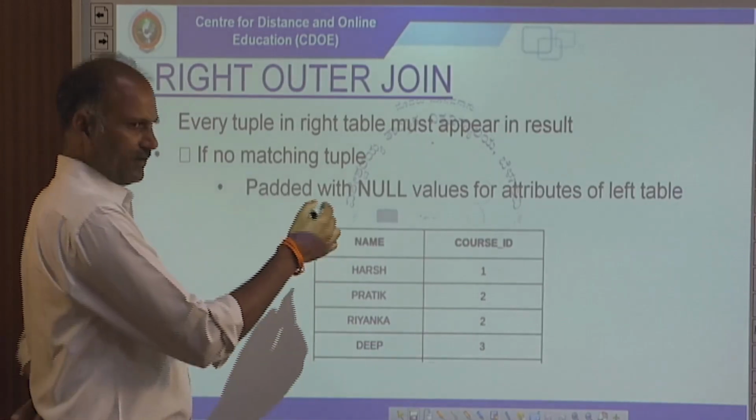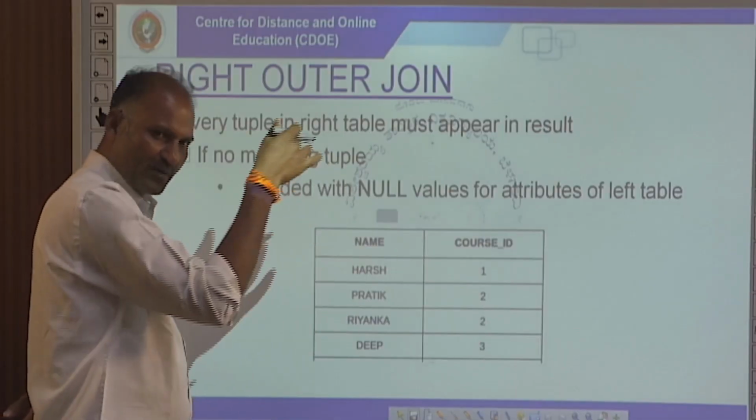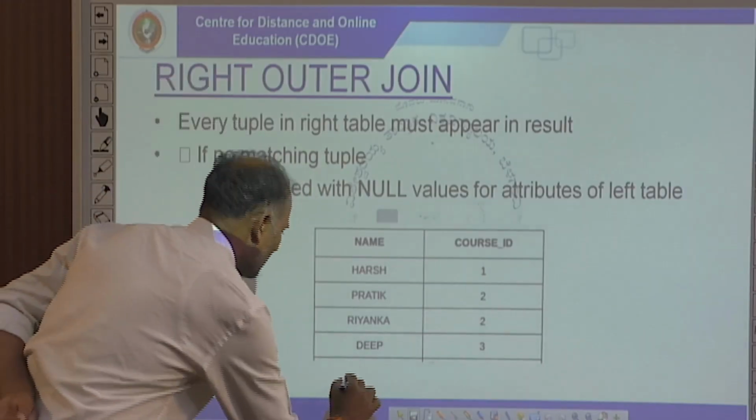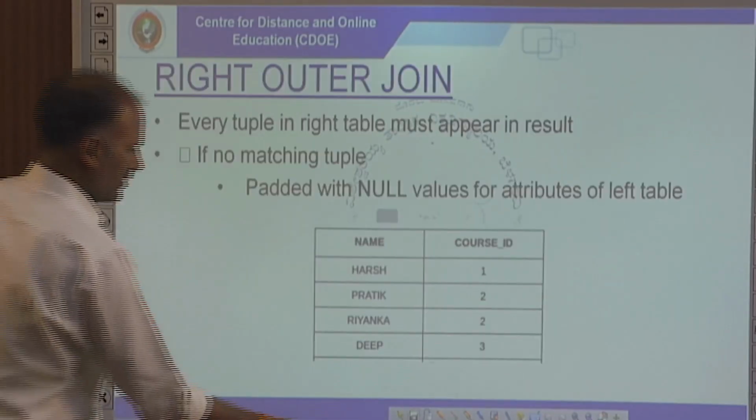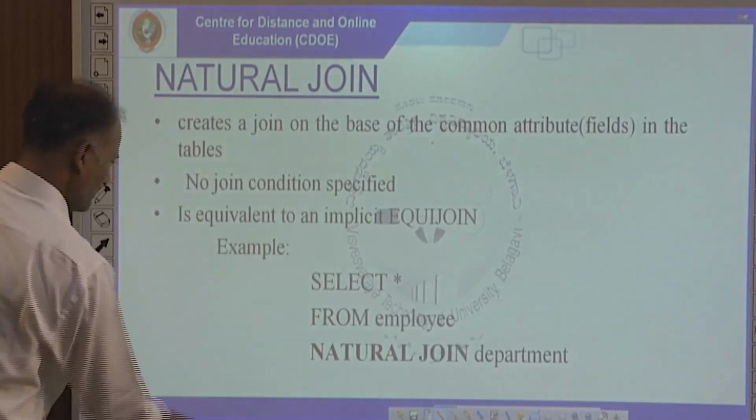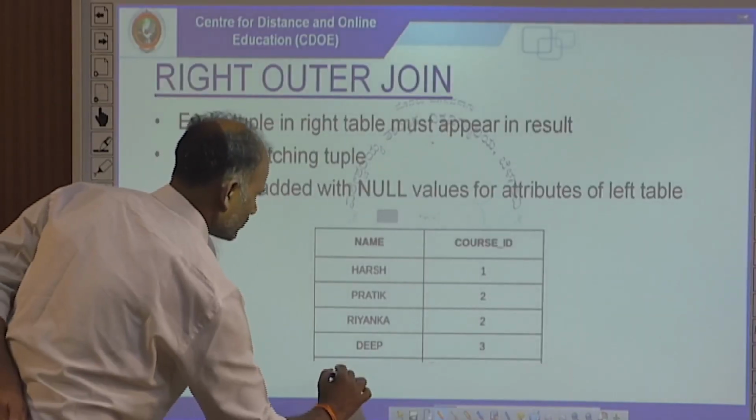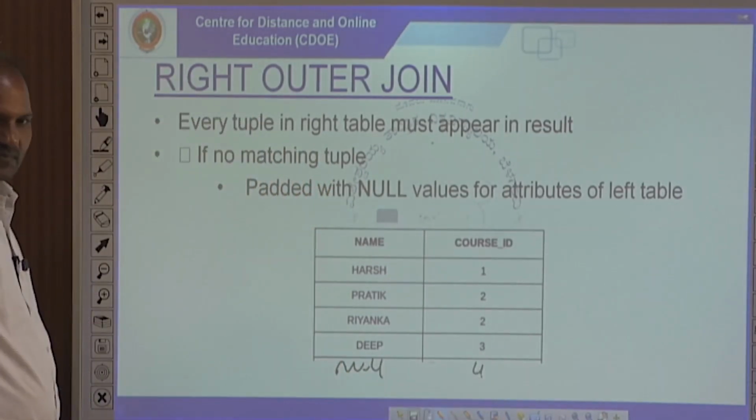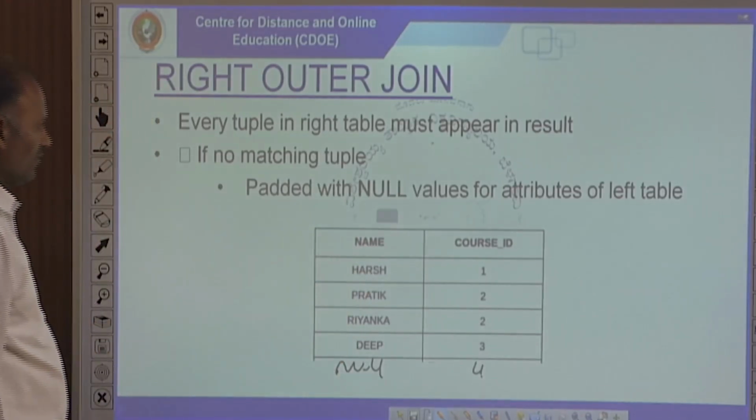So the vice versa of this is the right join. It is going to compare the right table with the left table, and it is going to put all the records from the right table and the matching records from the left table, and if there is no match, then null will be there. If no matching record is found, then the null value.